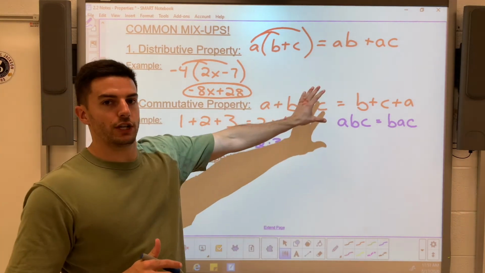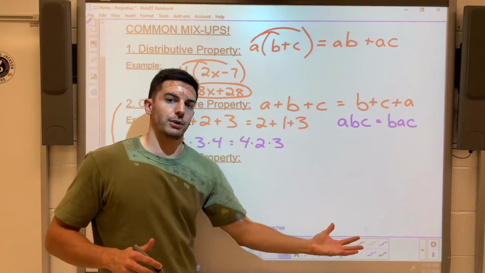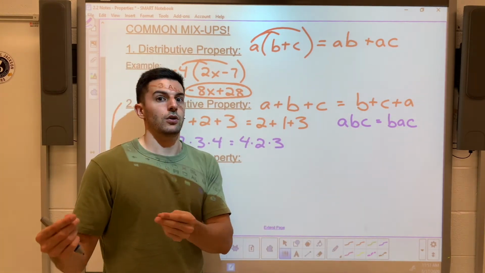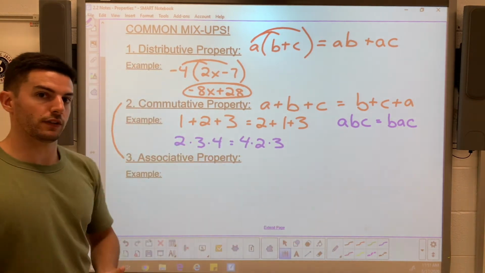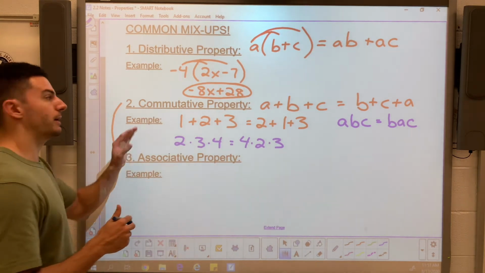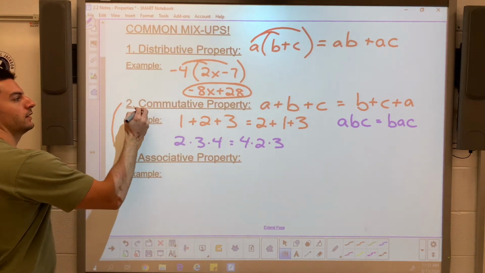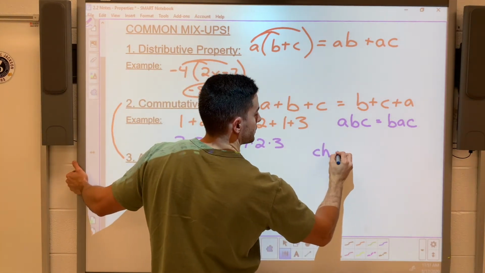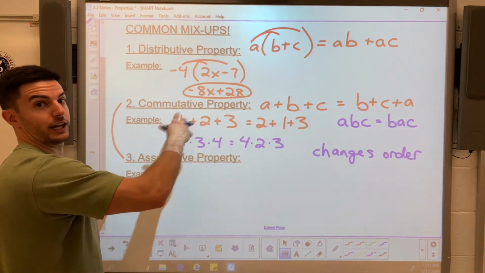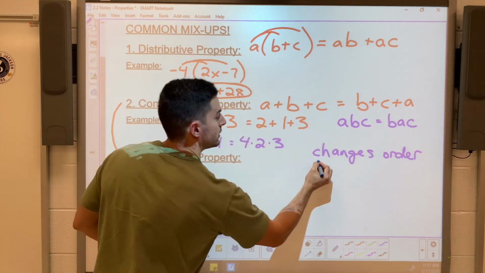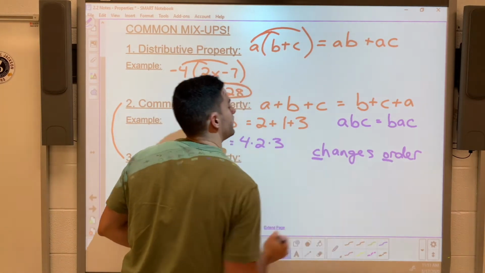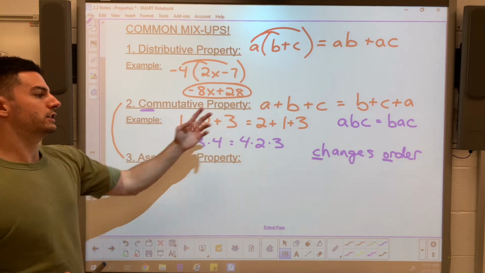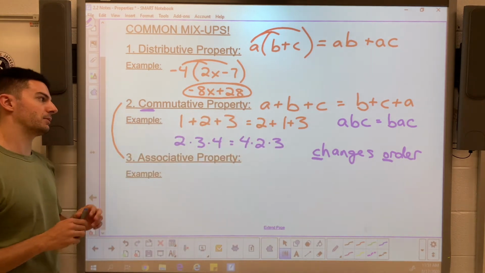But it only works for addition and multiplication. It does not apply to subtraction or division, our other two operations. So that's the commutative property. My way of remembering that one is, right, commutative property is where things change or the order changes. You change the order that you add or multiply things. So changes order, commutative, CO, changes order. Okay, that's how I remember commutative property.